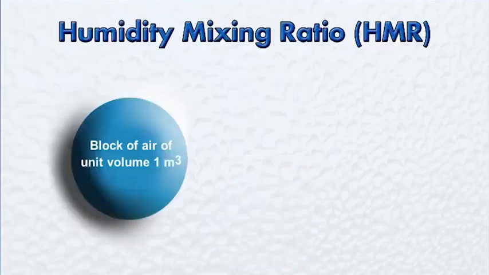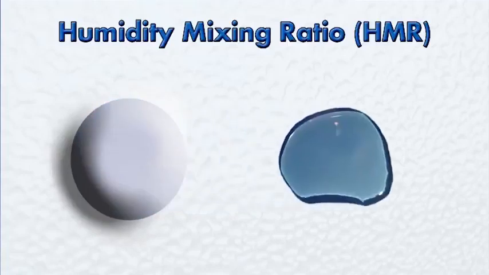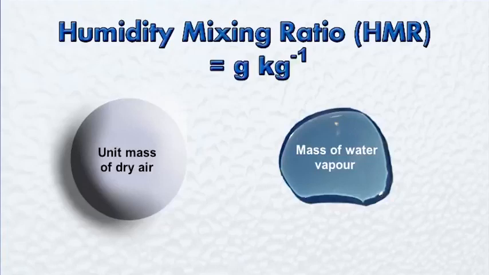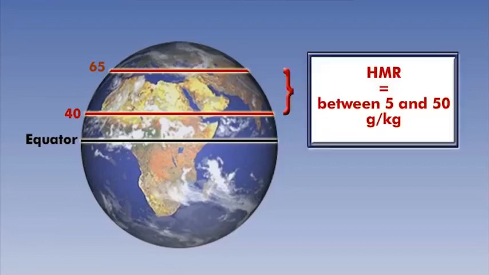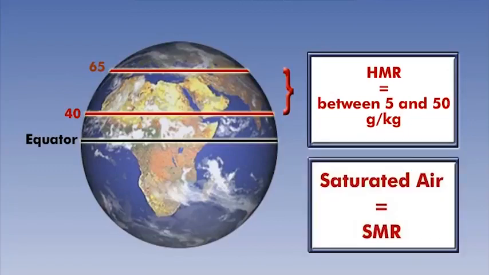Humidity mixing ratio, or HMR, is a similar property to absolute humidity, in that it is a measure of the amount of water vapour contained in a sample of air. But whereas absolute humidity is the mass of water vapour in a unit volume of dry air, the humidity mixing ratio is the ratio of the mass of the water vapour to the mass of the dry air. It is expressed in grams per kilogram. In temperate latitudes, the HMR value lies somewhere between 5 and 50 grams per kilogram. In unsaturated air, the HMR remains constant with increasing height, whereas pressure and temperature decrease. Saturation mixing ratio, or SMR, is simply the HMR when the air is saturated.